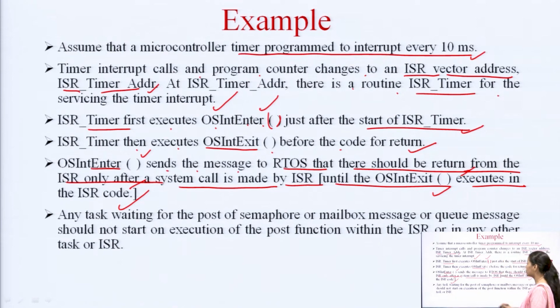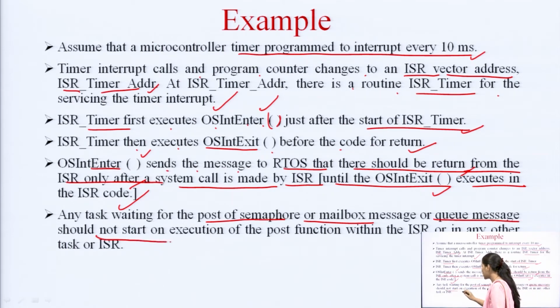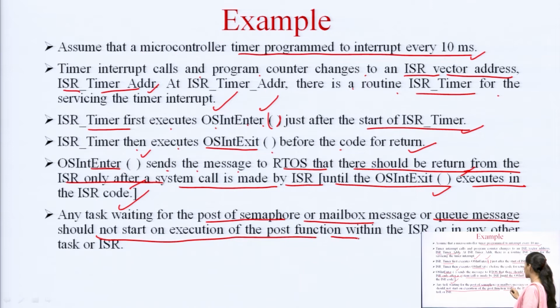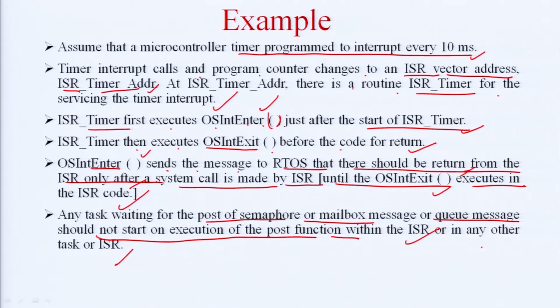Any task waiting for the post of a semaphore, mailbox message or queue message should not start on execution of the post function within the ISR or in any other task or ISR. Until the higher priority ISR gets over and completes its execution, the other tasks will not take place.